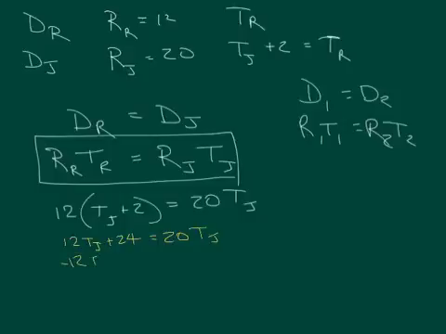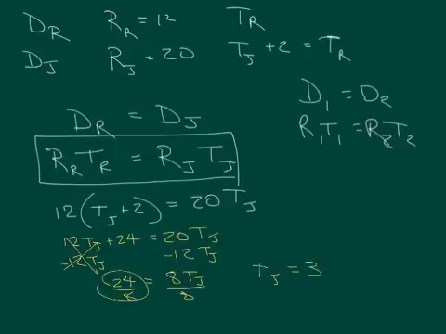Subtract 12. And we have 24 equals, because those cancel, 20 minus 12. Divide by 8. Divide by 8. So the time of Judy is going to be 24 over 8, which is 3. So the time of Judy was 3. The time of Roger would have been Judy's time plus 2. So the time of Roger is going to be 5.